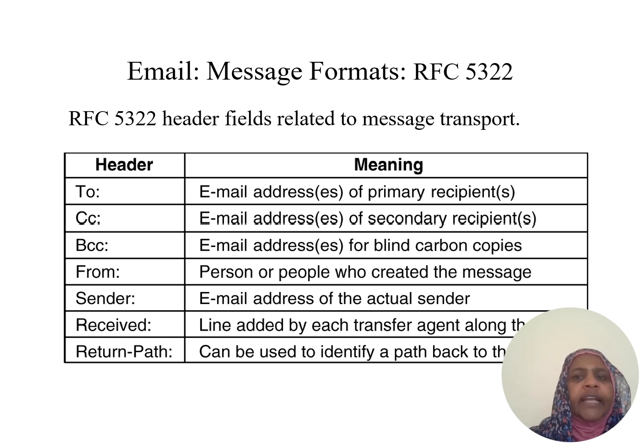The header fields related to the message transport, that's to say the envelope, are: To, the email address or addresses for the primary recipient or recipients; Cc, carbon copy, the email addresses for secondary recipients; Bcc, blind carbon copy, email addresses for blind carbon copies; and From, the person or people who created the message. Sender can be a different person than the person who created the message, for example, an assistant sending an email on behalf of her boss.